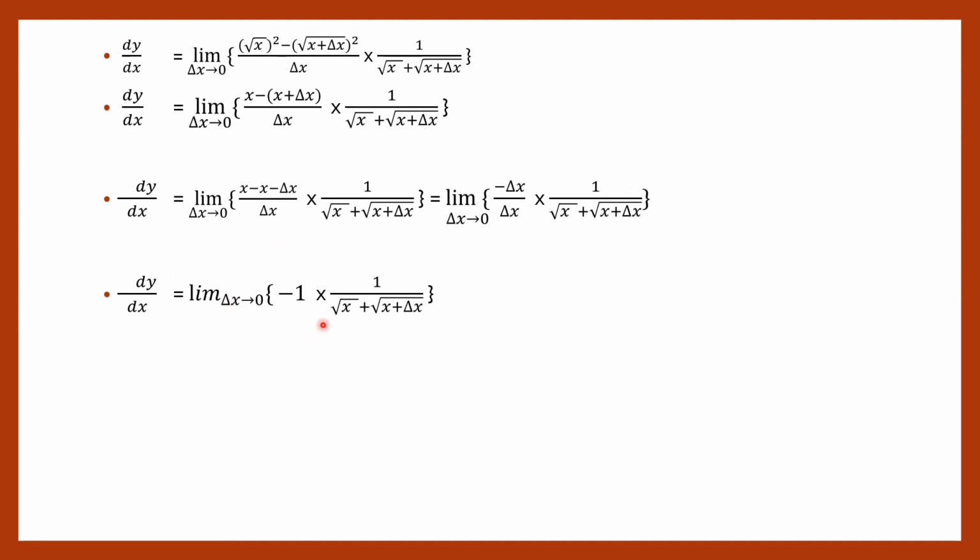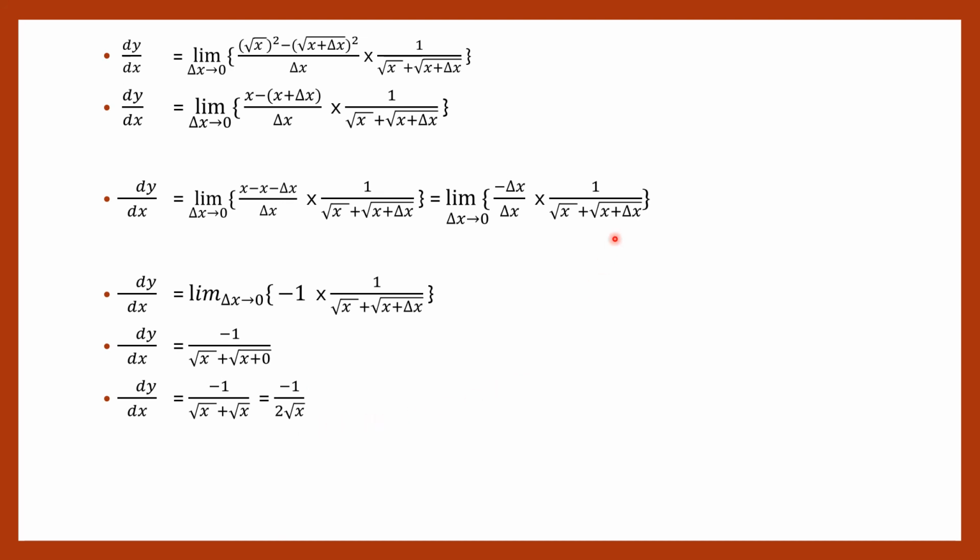So this is what I get. Limit when del x tends to 0, minus 1 multiplied by 1 by under root x plus under root x plus del x, and now we can apply the limit. So just put del x equals to 0 and you will get the result, which is this. And we have the derivative equals to minus 1 by 2 under root x.